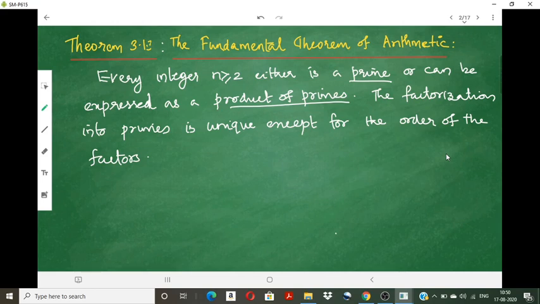So first we move to the first part, that is, every integer is either a prime or a product of primes. We prove this by induction. First part, the proof is by strong induction.